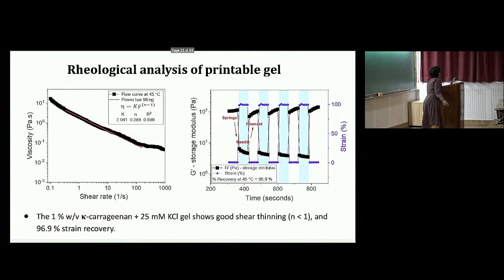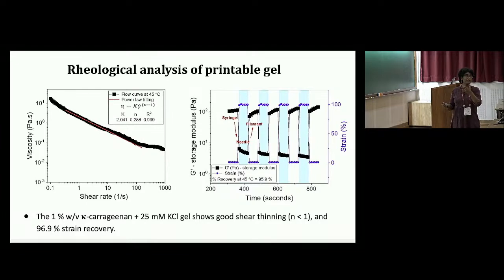So we analyzed the shear thinning behavior of this ink. The ink which we had chosen was the one with the potassium chloride, and I'm not showing the full data with the calcium chloride, but we did it as a comparison. The calcium chloride, we were not able to print that nicely. So this is with the calcium chloride. And then we measured the recovery of this as well.